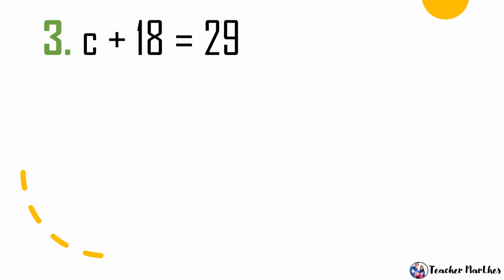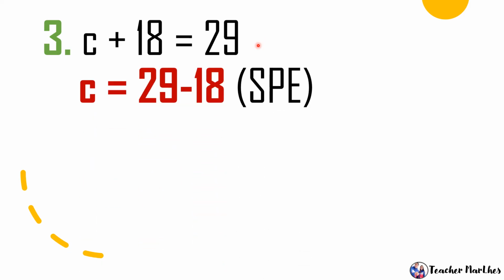Another, we have number 3, C plus 18 equals 29. So, para ma-isolate yung variable C and mahanap ang value ng C, we will use the subtraction property of equality. So, plus 18, magiging siyang minus 18 para matanggal siya dito and mapunta siya sa right side. So, using the subtraction property of equality, 29 minus 18 is equal to 11. Therefore, the value of C is 11.